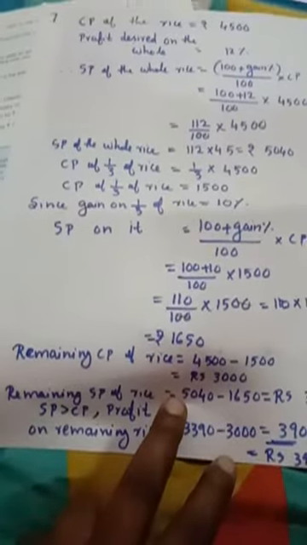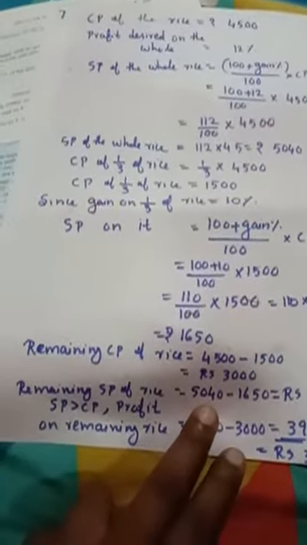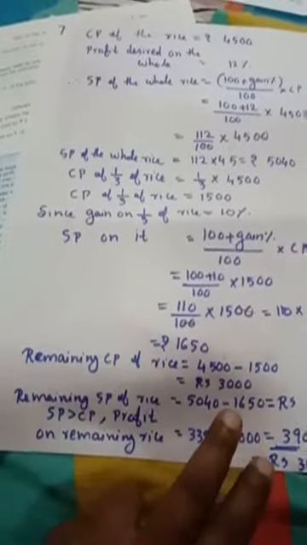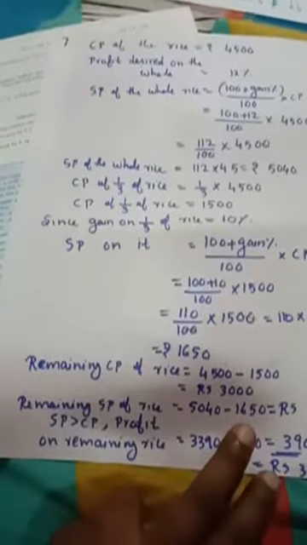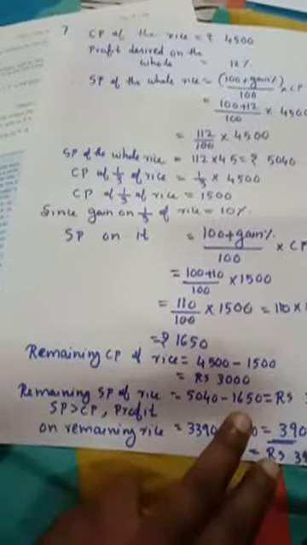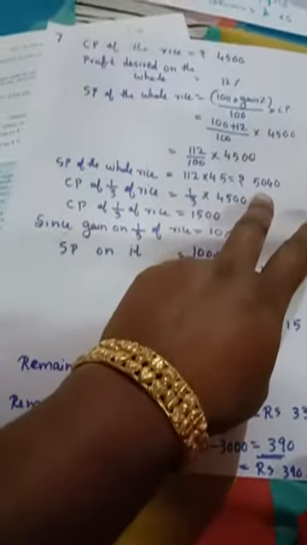Total or whole SP minus the remaining 1/3 of SP. The whole SP minus 1/3 of SP. What is the whole SP? SP of the whole rice is 5040.